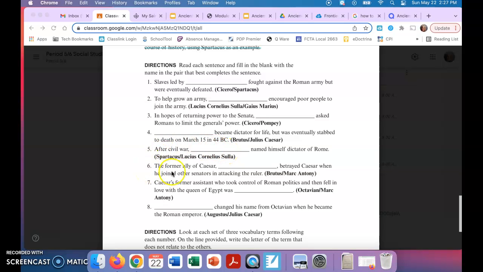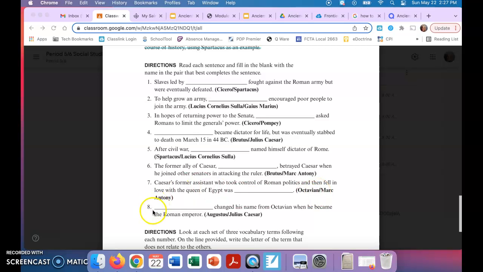Number 6, the former ally of Caesar, blank, betrayed Caesar when he joined other senators in attacking the ruler. Is that Brutus or Mark Antony? Who betrayed Caesar? Number 7, Caesar's former assistant who took control of Roman politics and then fell in love with the queen of Egypt, is that Octavian or Mark Antony?